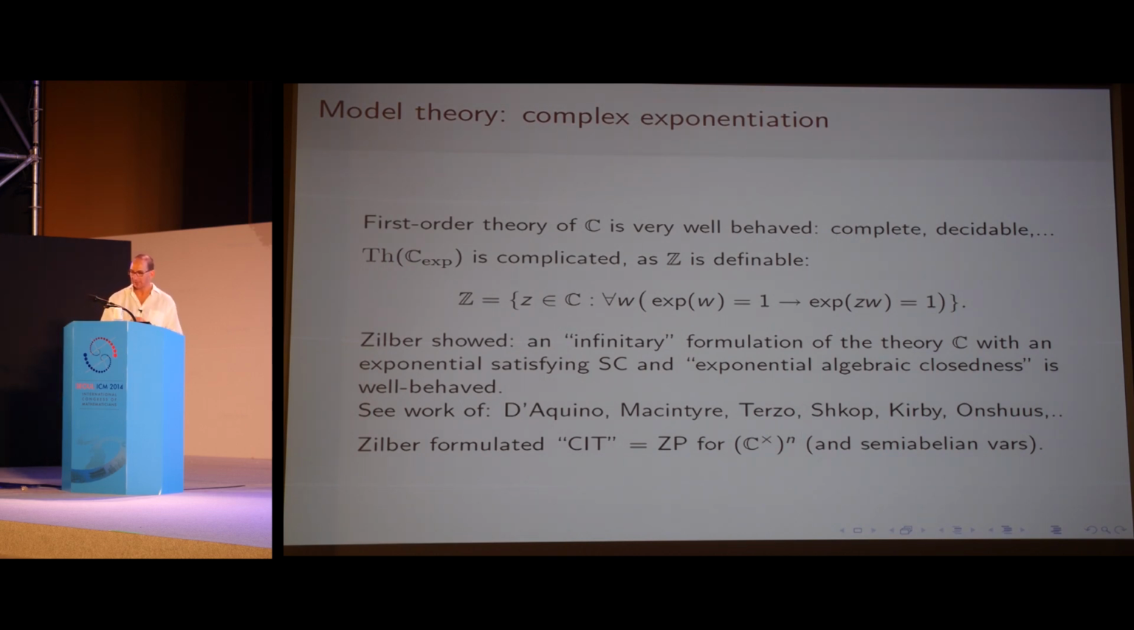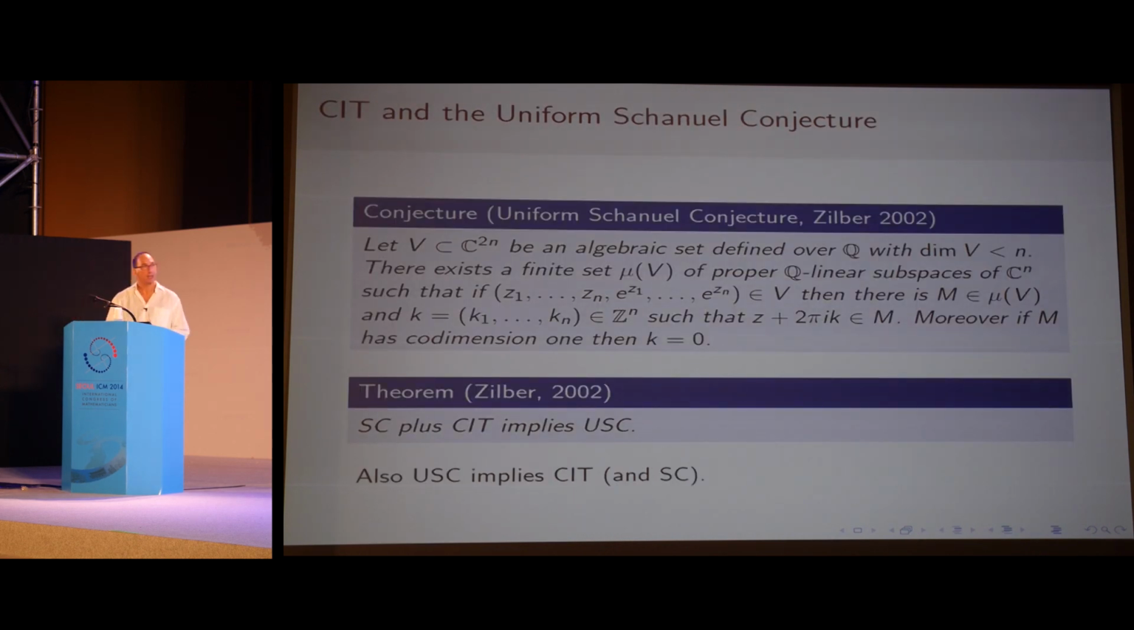So that's all a bit by the way, but his work on exponentiation led him to formulate his CIT conjecture, which is the Zilber-Pink conjecture in this multiplicative setting. And to show that it is the difference between Schanuel's conjecture and a stronger uniform Schanuel conjecture which admits first-order formulation.